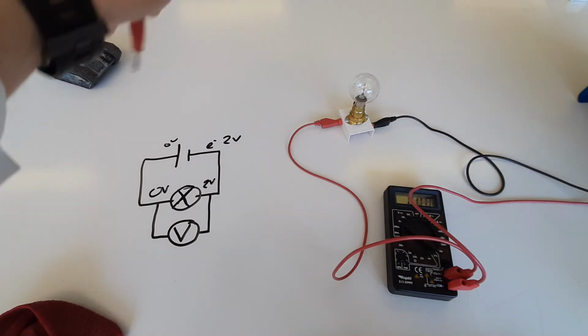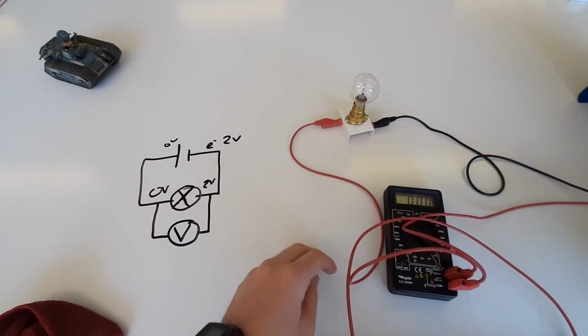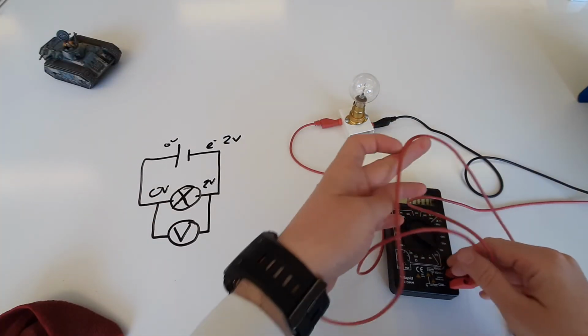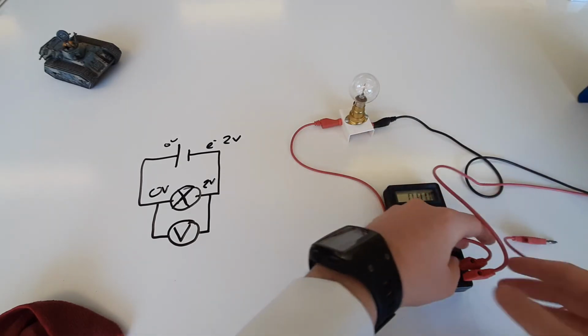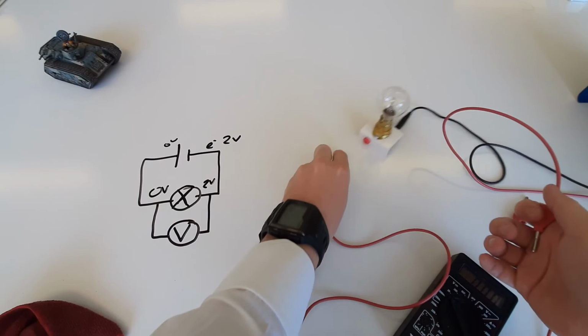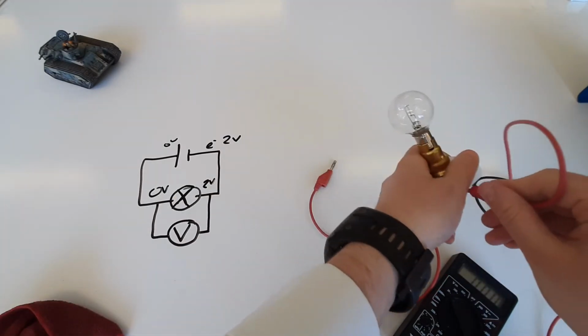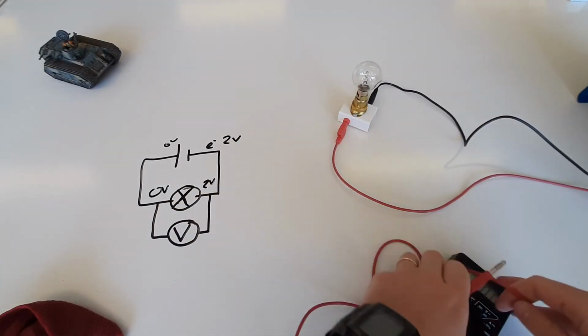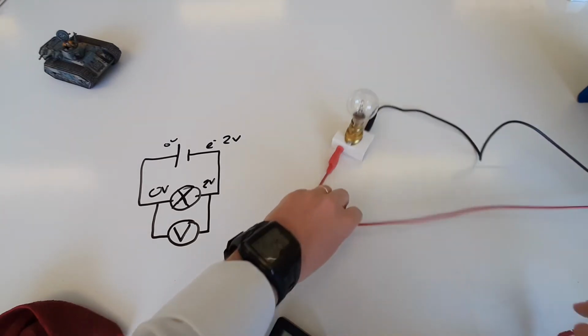So we need to hook this up in parallel. The easiest way to do this with any circuit is to in fact hook up the light bulb first. So let's just hook up the light bulb first. There we go. So before you add your voltmeter, just make sure you set up your circuit first.